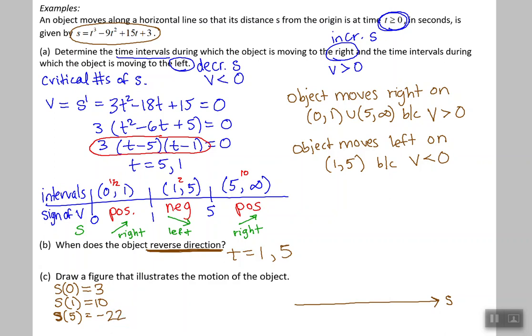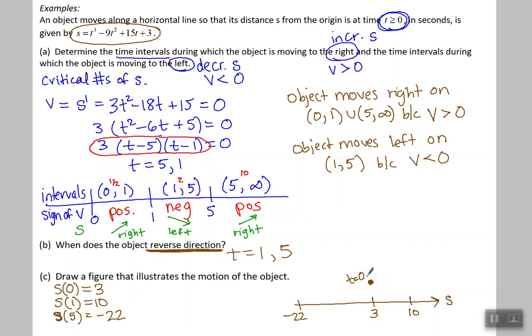So we want to plot these position values on our position line. So we've got at time 0 the position 3, and just like a number line, 10 will be to the right of 3, and negative 22 then would be way down here to the left of 3. So we mark with a point and label that this point is at t equals 0.